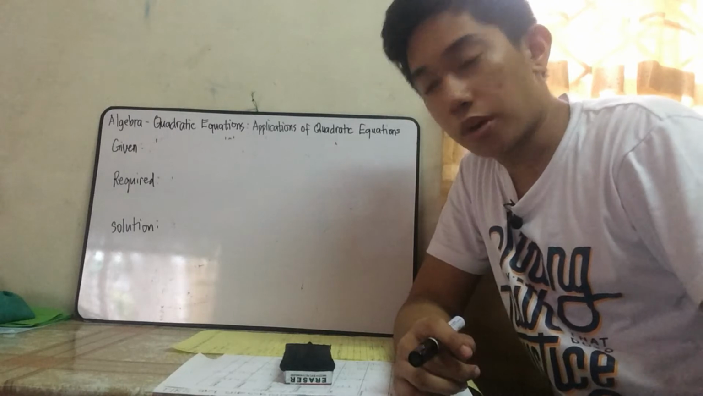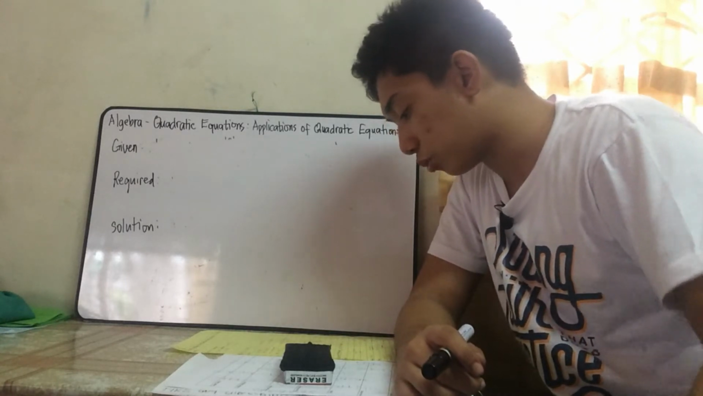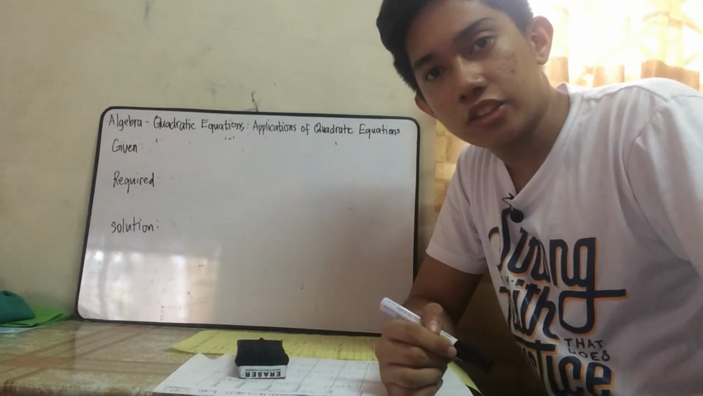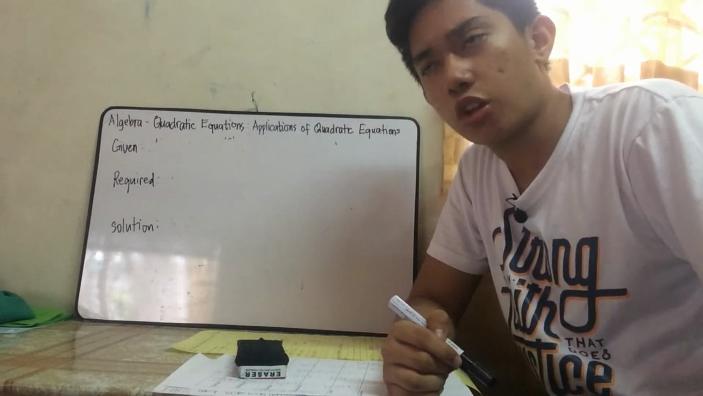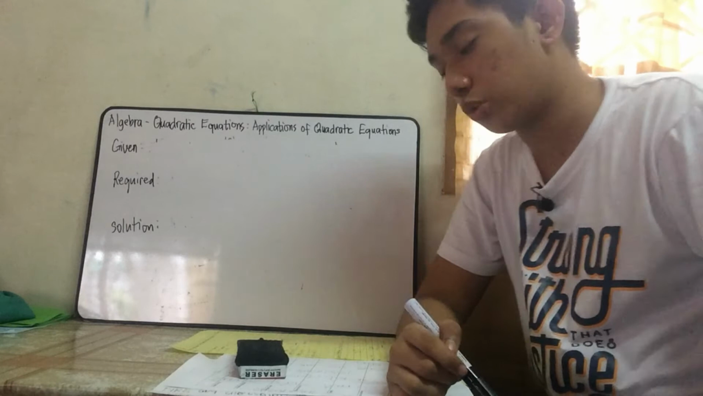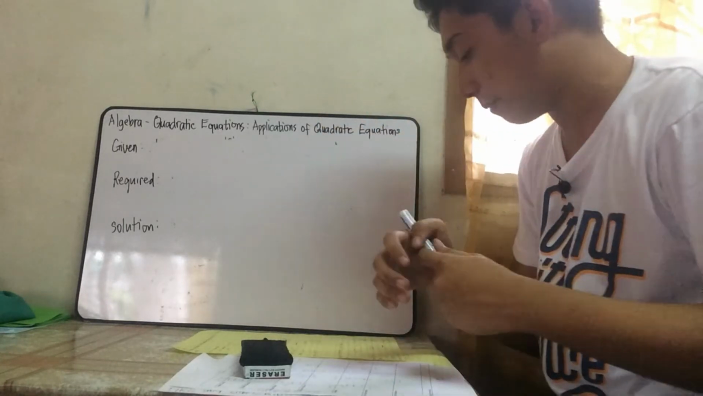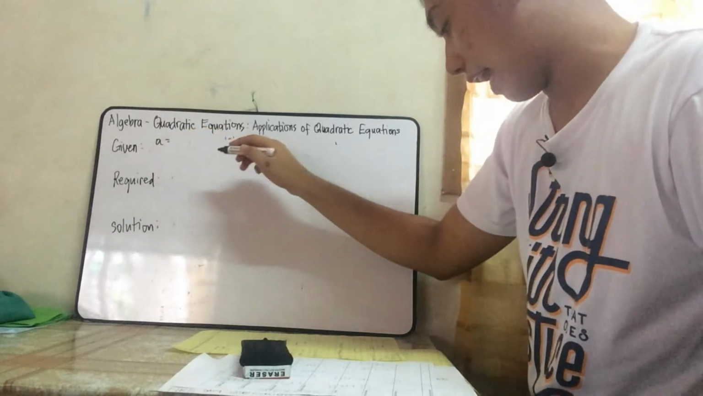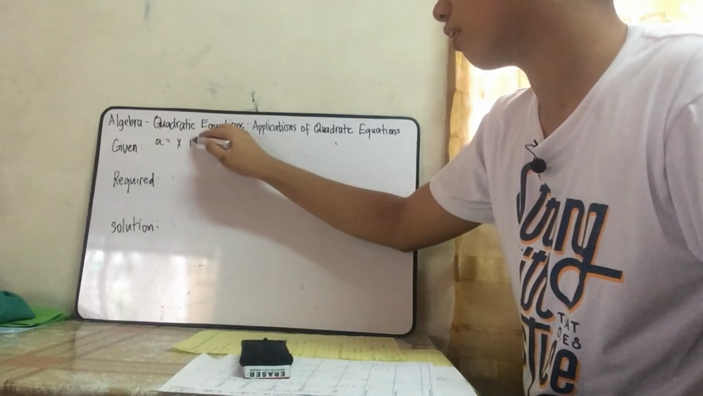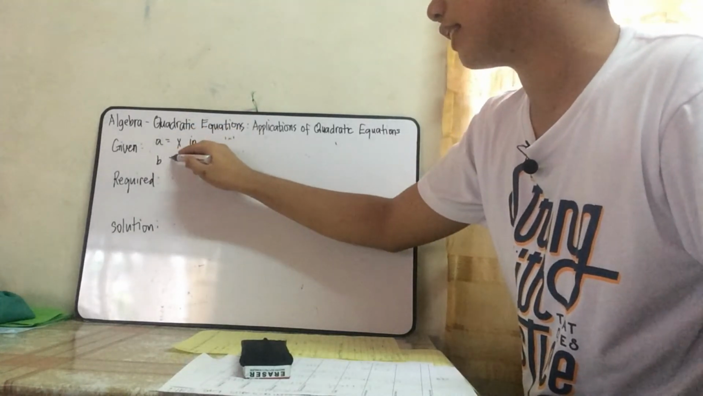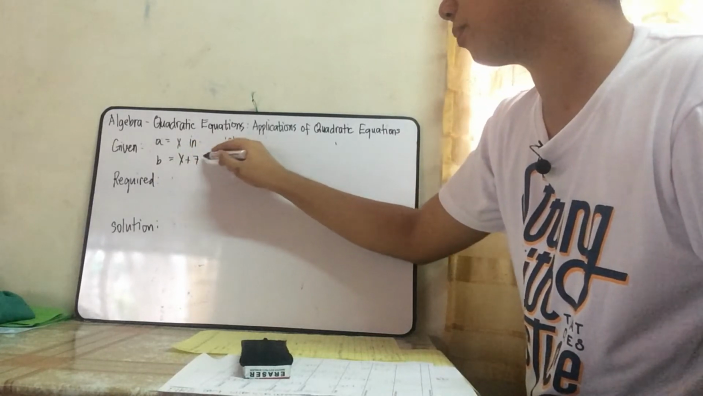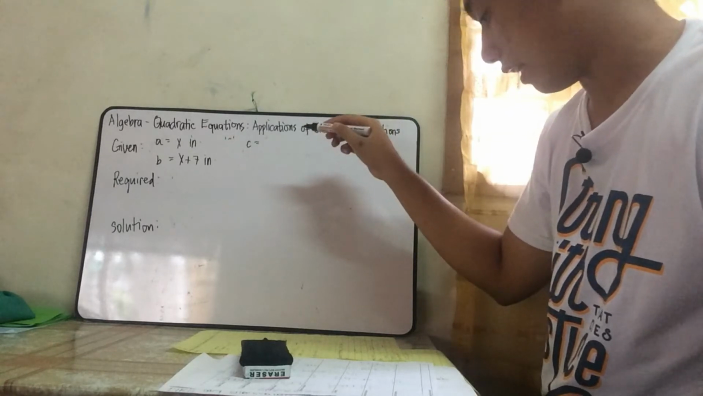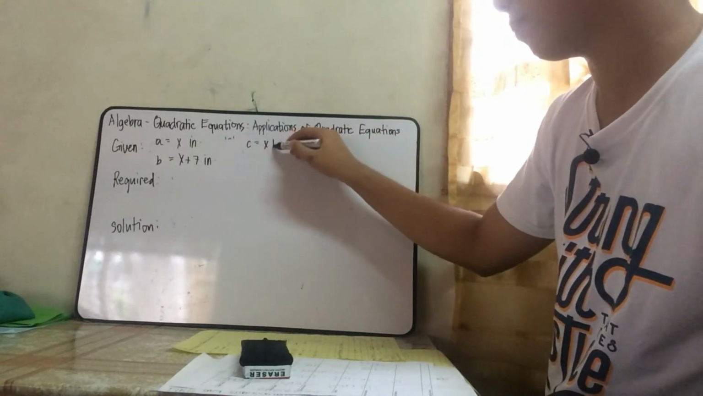For the second problem, we are tasked to find the area of the triangle given the sides, okay? So, again, we will still use the concept of quadratic equations for this one. So, we will list down the givens. Let's say we denote A as x inches, B as x plus 7 inches, C as x plus 8 inches.